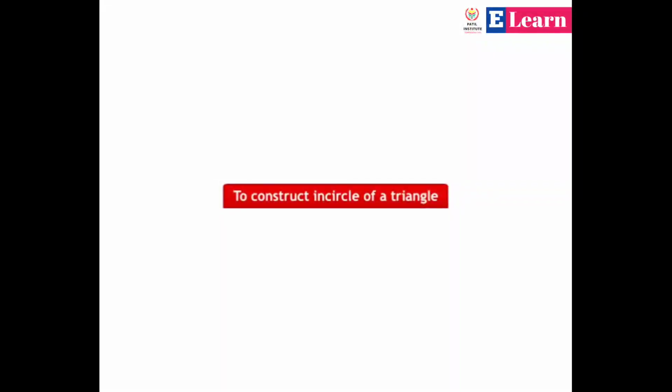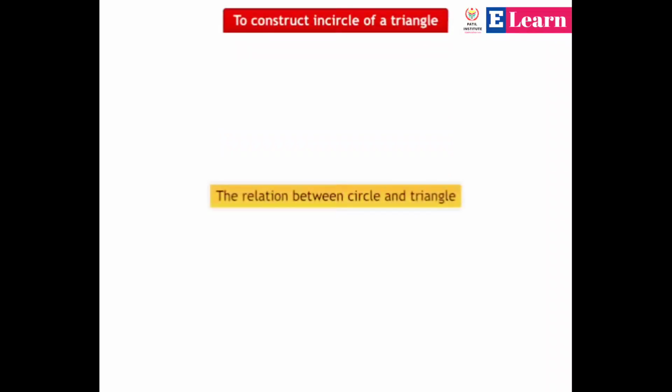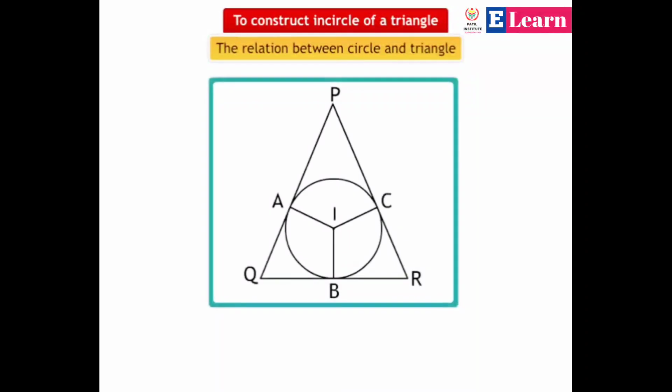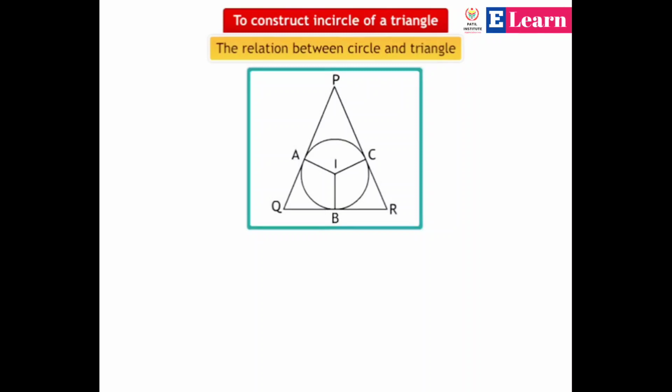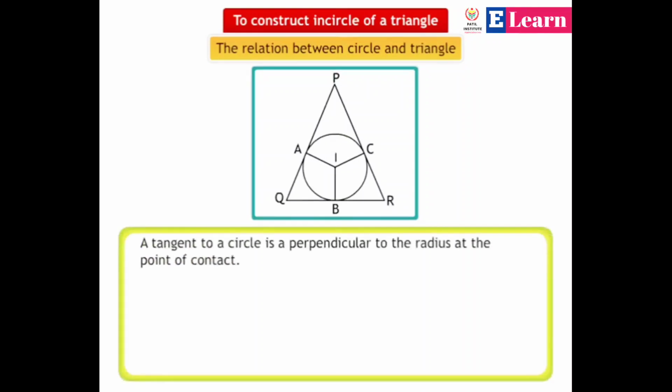Before we begin the construction, let's try to understand the relation between circle and triangle. Look at the figure. Here, the circle is touching each side of the triangle. Points A, B, and C are points of contact. We know that a tangent to a circle is perpendicular to the radius at the point of contact.